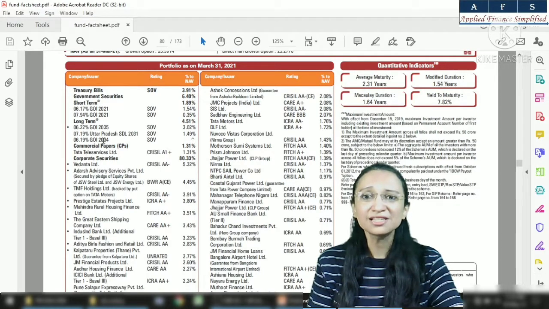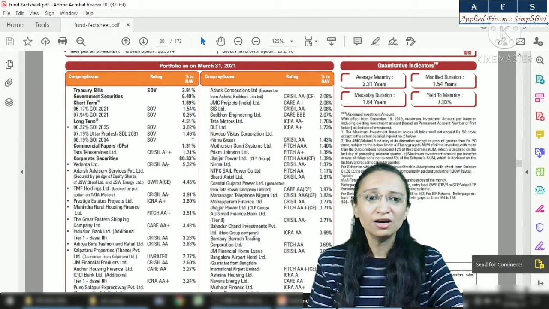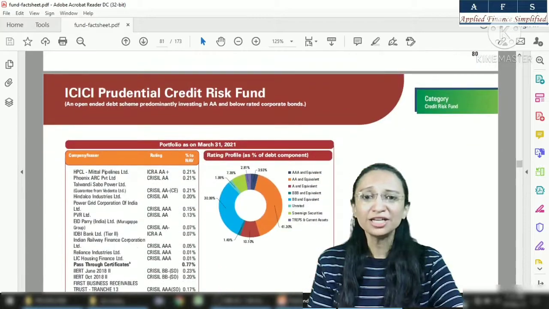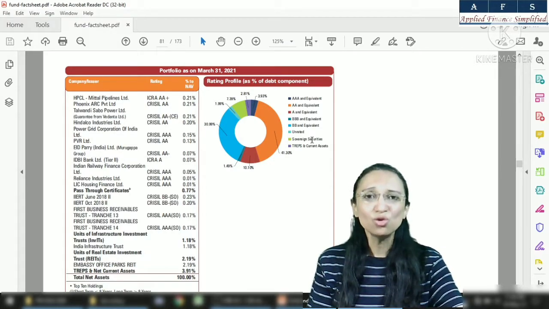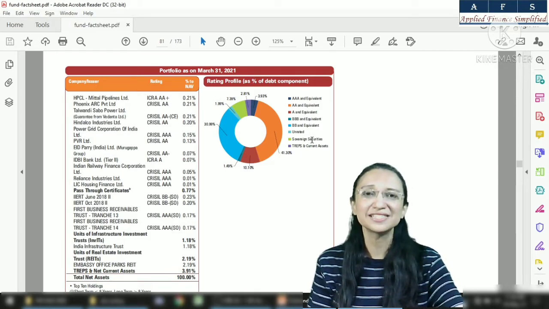Here is the scrip by scrip portfolio of the scheme, the credit ratings of each of the investments made, and the percentage of each of the scrip to the NAV is given in great detail. Further, you will also find a pictorial depiction of the ratings profile of the scheme. Please remember, you need to go through the debt mutual fund fact sheet thoroughly before taking an investment decision. Always consider your risk capacity and then invest in any mutual funds.